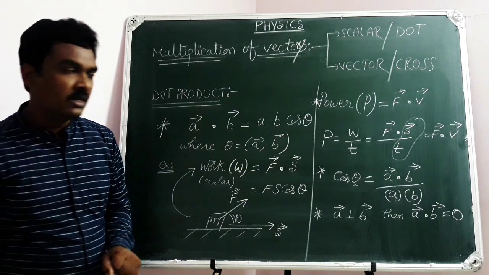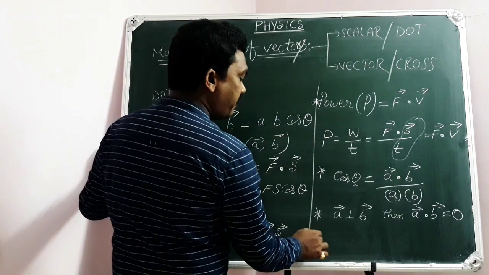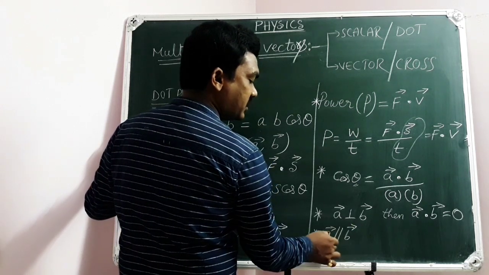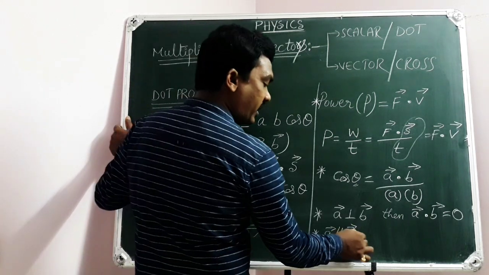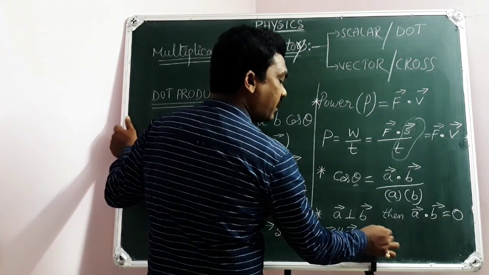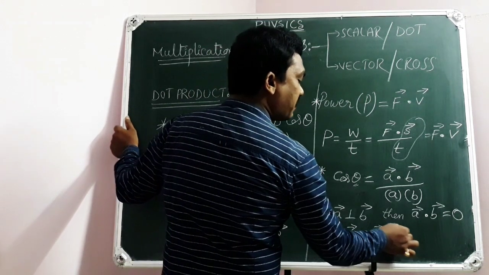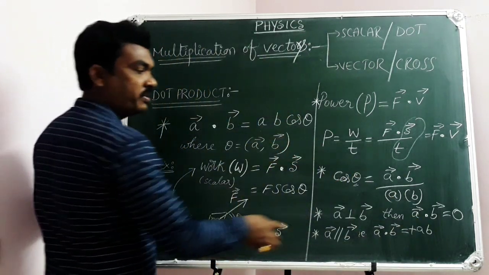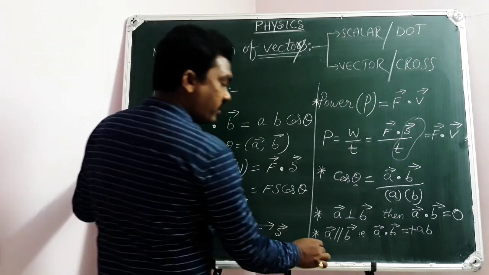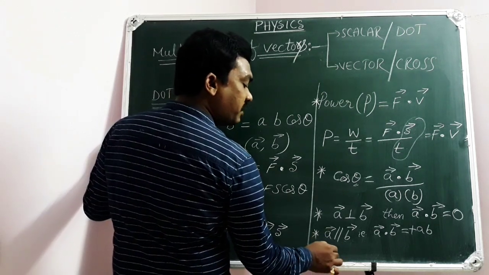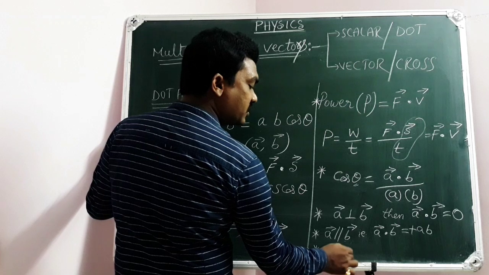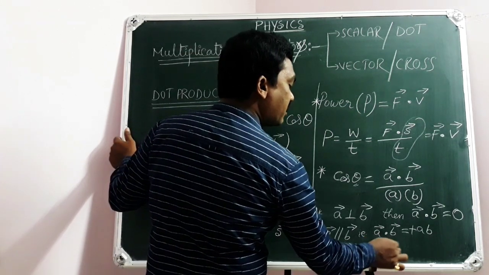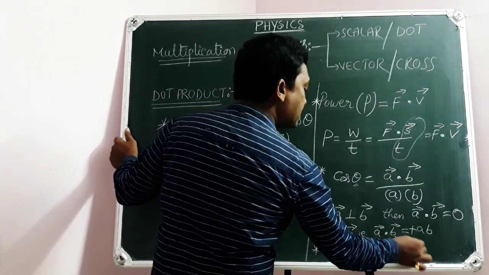At the same time, if a bar is parallel to b bar, the angle between them will be 0 degrees, so a bar dot b bar will be equal to plus ab, because cos 0 degrees equals 1. If a bar is anti-parallel to b bar, meaning theta equals 180 degrees, with a bar and b bar in opposite directions, then a bar dot b bar will be equal to minus ab.